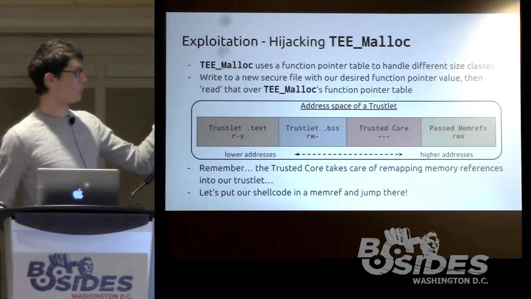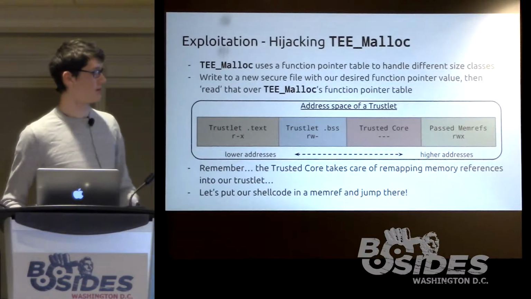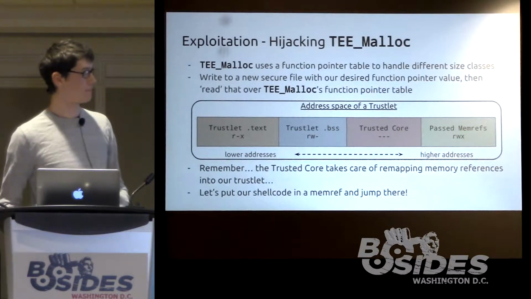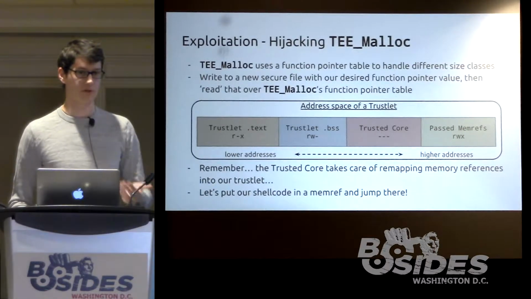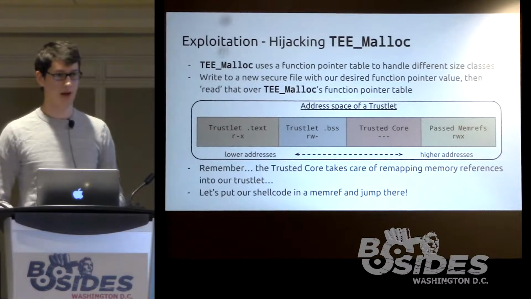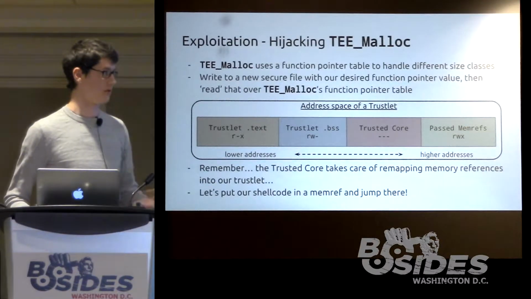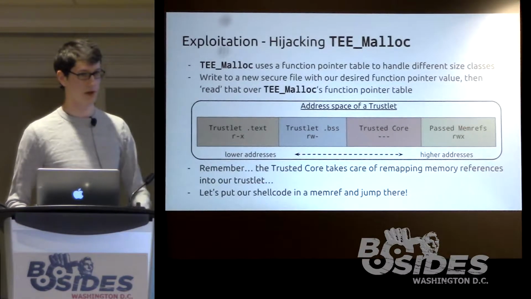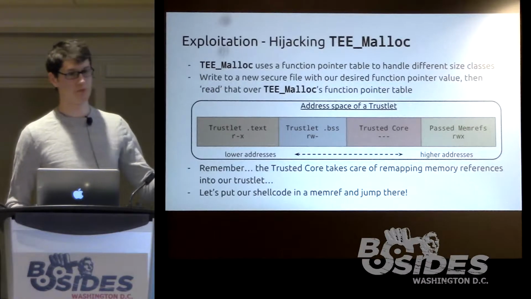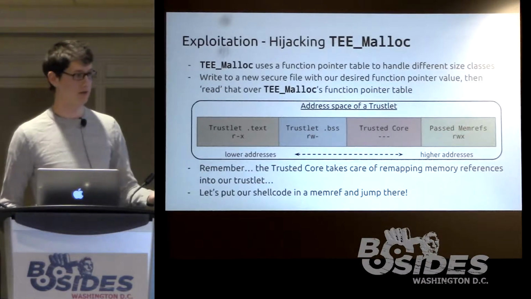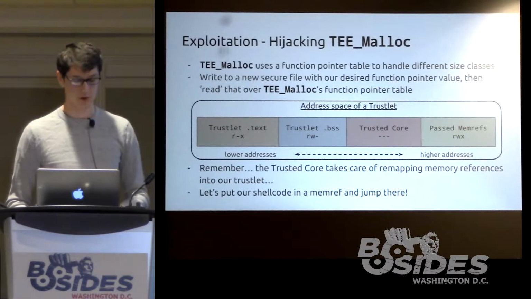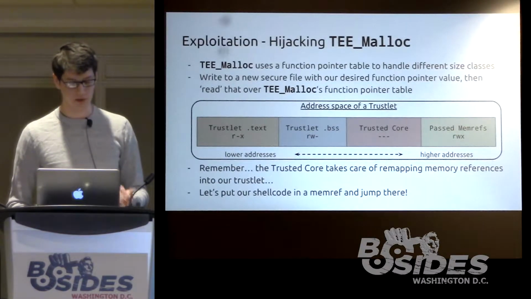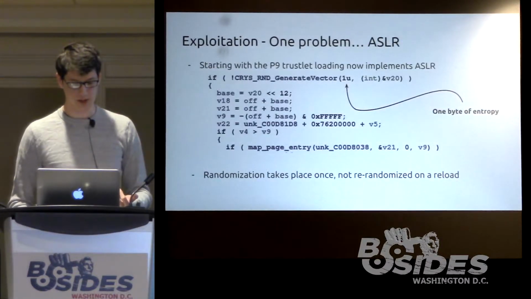So by overwriting one of the function pointers inside Malloc, so their implementation of Malloc uses a function pointer table to handle different classes of size objects. This is just a coincidence of their implementation, it's just circumstances. I just took advantage of that to get code execution. So I allocate something that instead now calls my shellcode instead of calling the allocation function, and we get code execution. Now there's actually one small problem still.